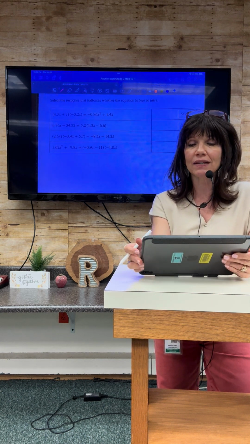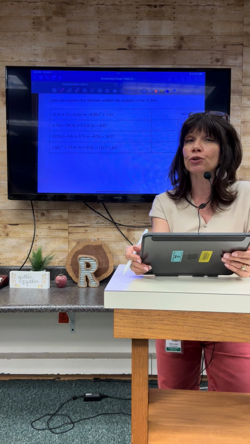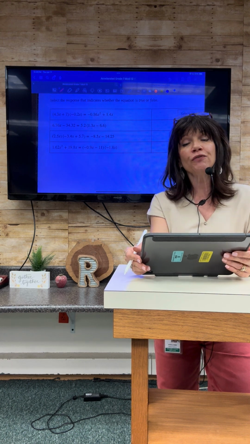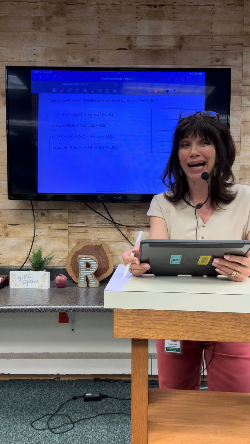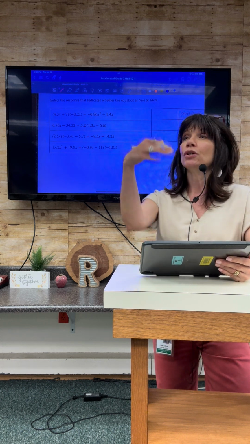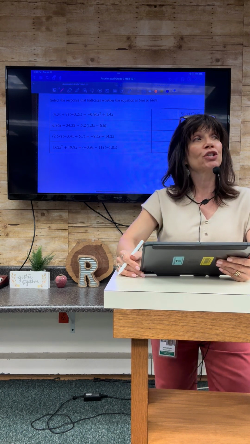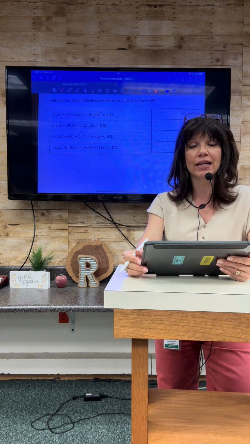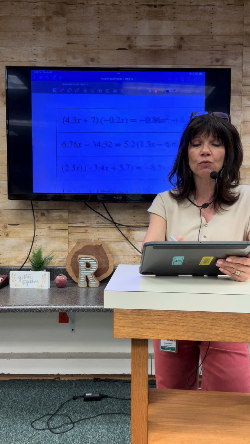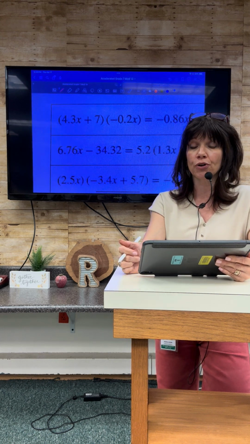All right, question 32. We will select the response that indicates whether the equation is true or false. So if the equation is correct, it has the same values on both sides, we will say what, class? True. If the equation has different values on both sides, we will say false. That is correct. All right, let's begin with the very top item on number 32.